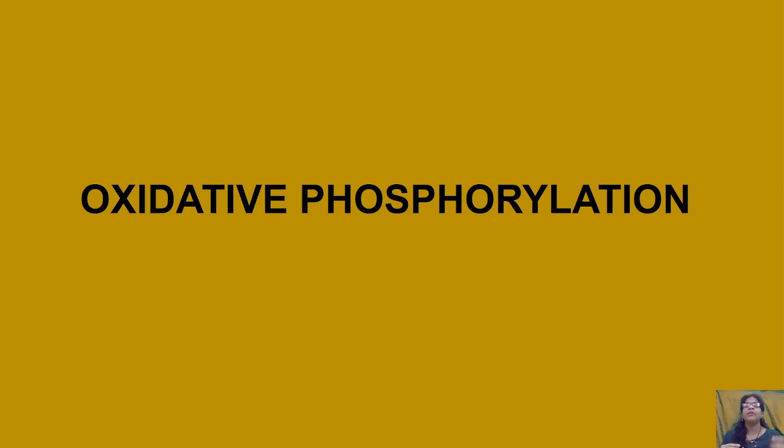So the final step that helps in the production of ATP is oxidative phosphorylation. Oxidative phosphorylation happens in the mitochondria in all eukaryotic cells, right? So you are well aware of the structure of mitochondria.